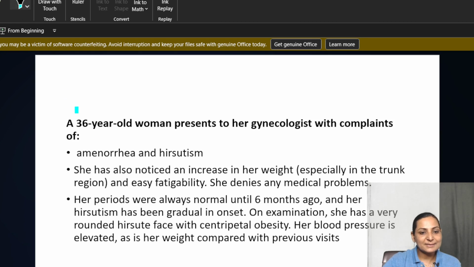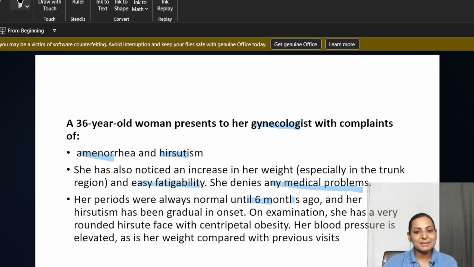Now this is the case of a 36-year-old woman who comes to a gynecologist with complaints of amenorrhea, hirsutism. She has also noticed an increase in her weight, which is especially in the truncal region, and she notices easy fatigability, right? And she denies any medical problem. That means there is no significant medical past history to her. Her periods were normal until 6 months ago. She finds that the hirsutism has been gradual in onset.